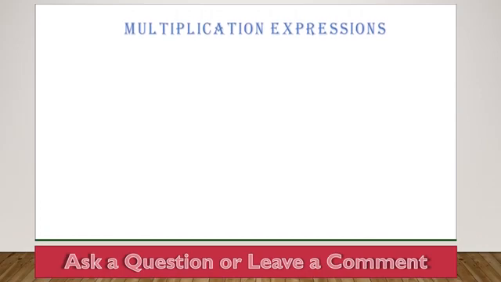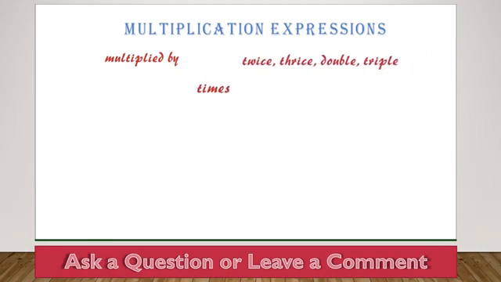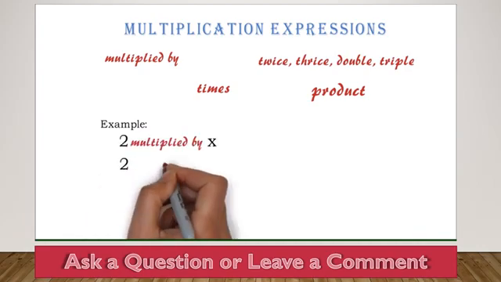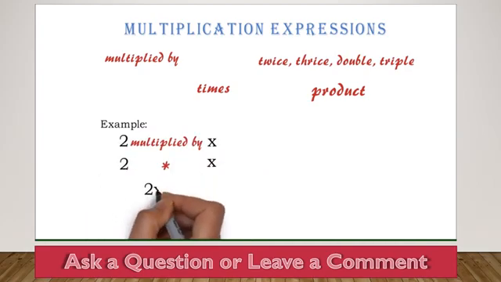Multiplication expressions. The following implies multiplication. 1. Multiply by. 2. Times. 3. Twice, thrice, double, triple, and so on. 4. Product. So, if we have 2 multiplied by X, that will be 2 times X, which is simply 2X.